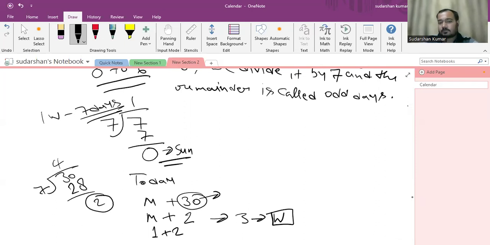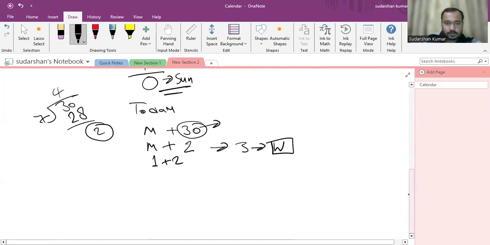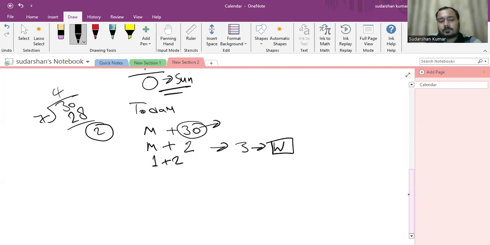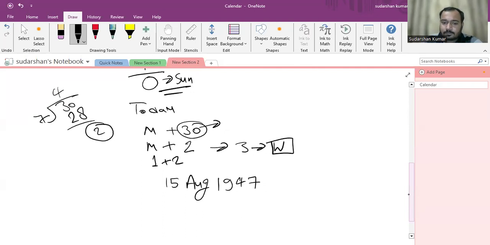So this is the concept of odd day. Now, why is odd day important? We discuss it. For any date, let's take 15th August 1947. We have to find the day on 15th August 1947.